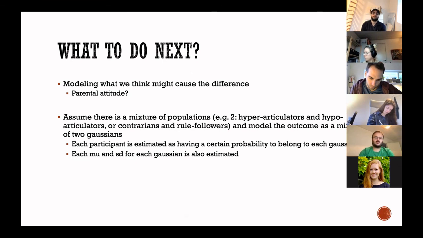In this mixture model, each participant would be estimated as having a certain probability to belong to each Gaussian, and each Gaussian would also be estimated from the data, right? We just say to the model, there are two different Gaussian distributions. You estimate their mean and standard deviation, and you estimate the probability that any given participant belongs to mixture 1 or mixture 2, right?